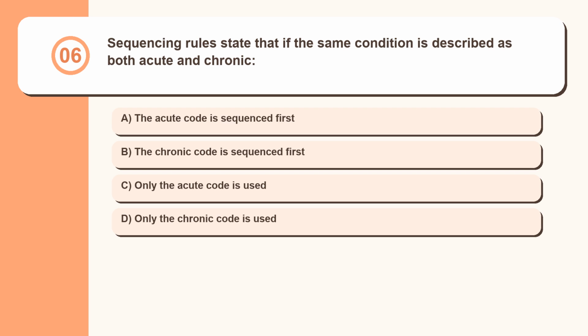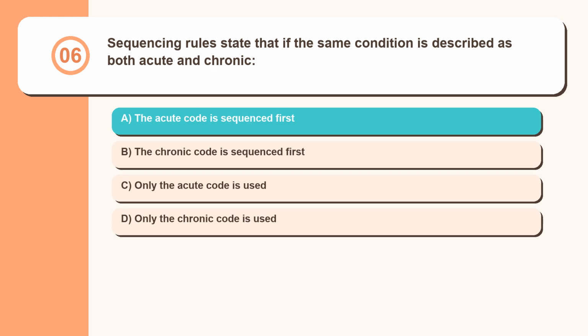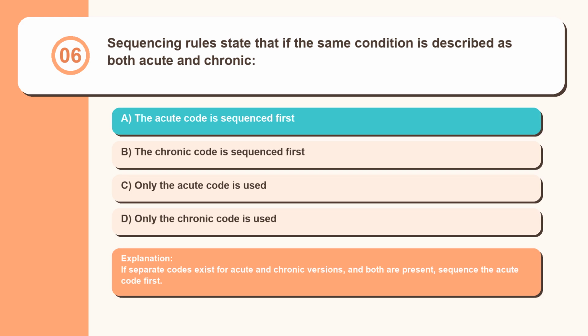Question 6. Sequencing rules state that if the same condition is described as both acute and chronic, the acute code is sequenced first. The chronic code is sequenced first. Only the acute code is used. Only the chronic code is used. If separate codes exist for acute and chronic versions, and both are present, sequence the acute code first.